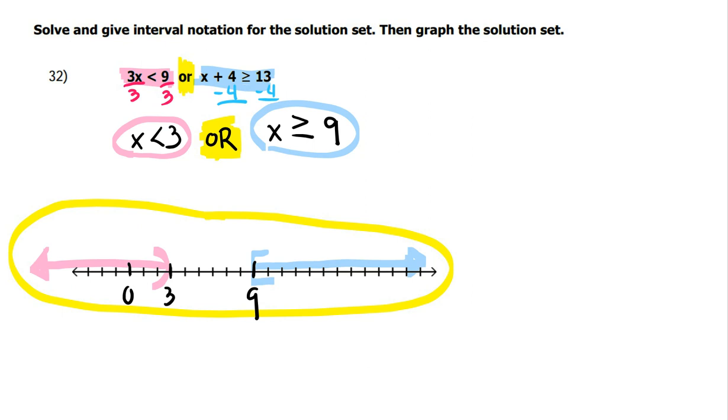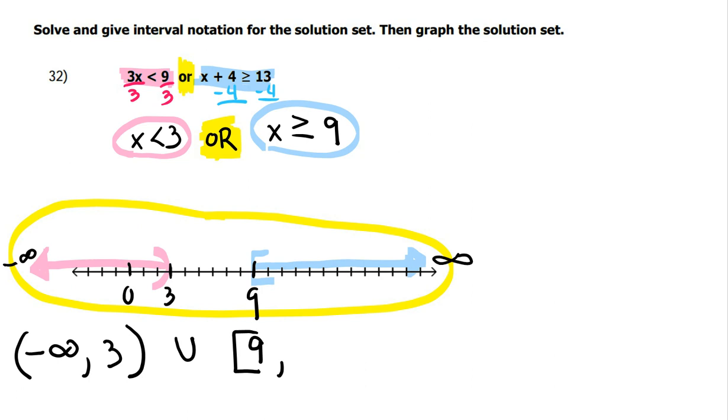And then for the intervals, I can see this arrow here is heading towards negative infinity. So on my interval, it starts at negative infinity, comes up to the 3, but does not include it. Then you need the union symbol. And then on this one, it starts at 9 and includes it, so you use the bracket, and the blue arrow eventually heads to positive infinity.